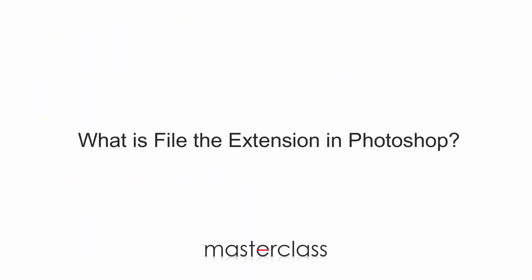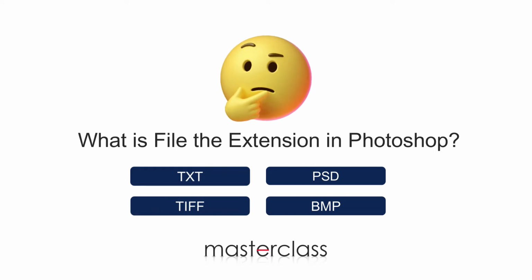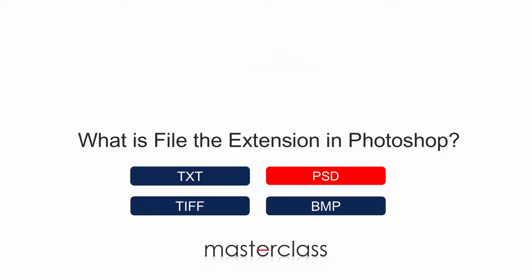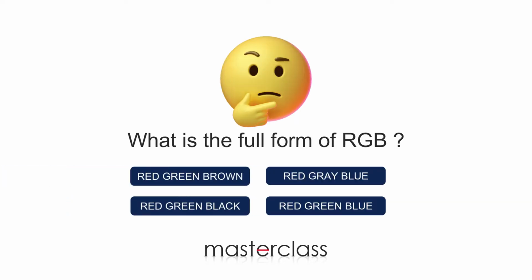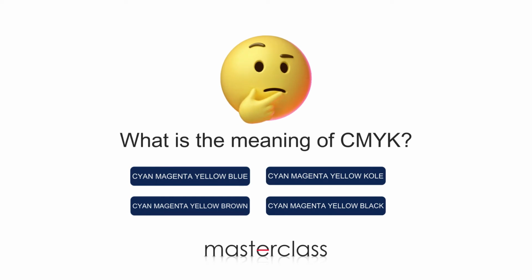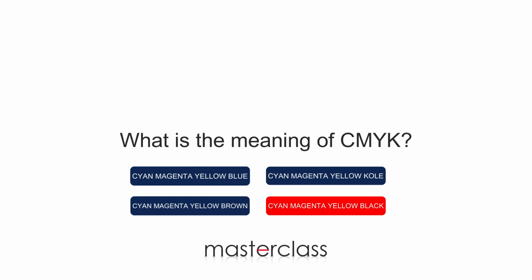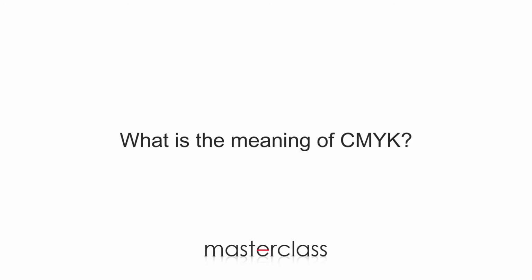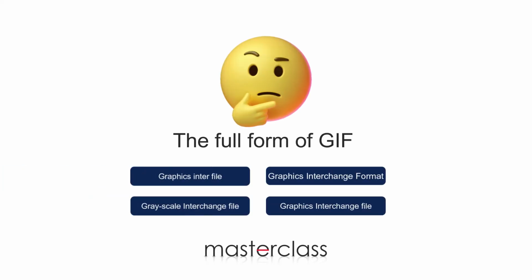What is the file extension in Photoshop? PSD, Photoshop document. What is the full form of RGB? Red, green, blue. What is the meaning of CMYK? Cyan, magenta, yellow, black. The full form of GIF.